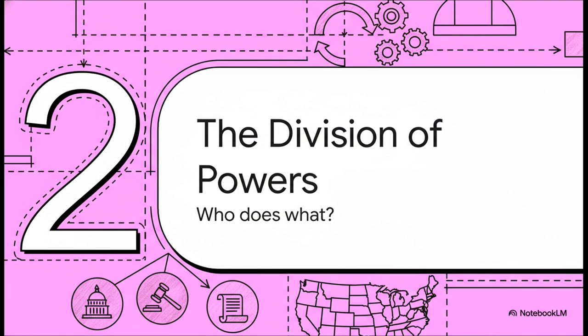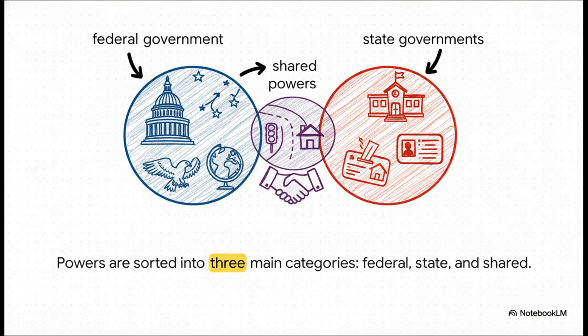Okay, so if power is divided, who actually gets to do what? Let's dive into the second part of the blueprint, the division of powers. This is where the framers got really specific about the details. And honestly, this Venn diagram is the perfect way to visualize how it all works. You can see some powers belong only to the federal government, some belong only to the states, and then you've got this overlap, this shared space right in the middle.